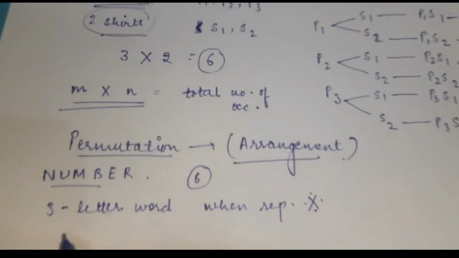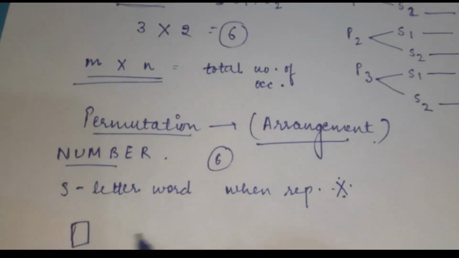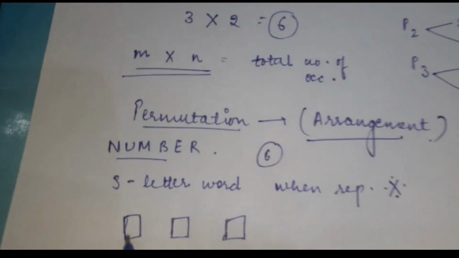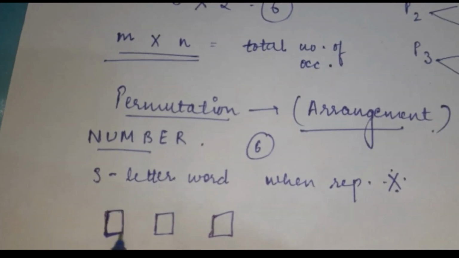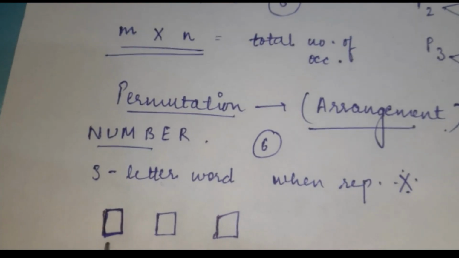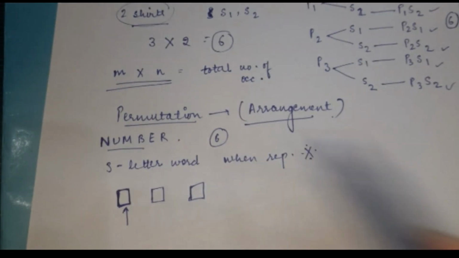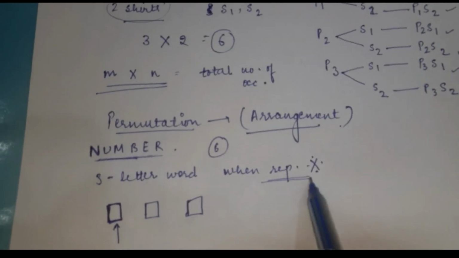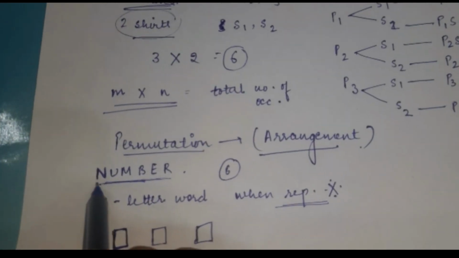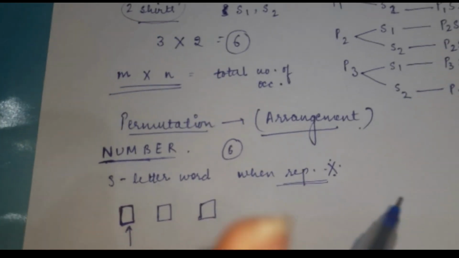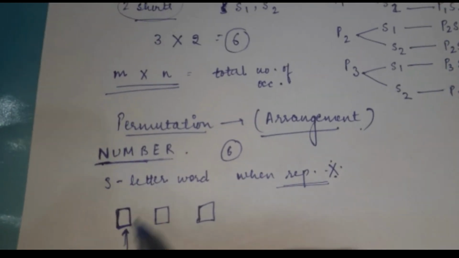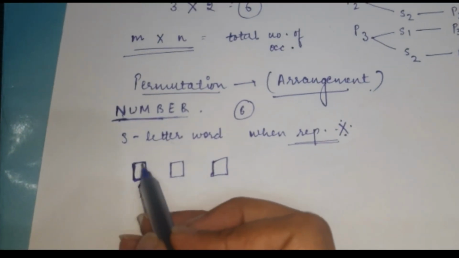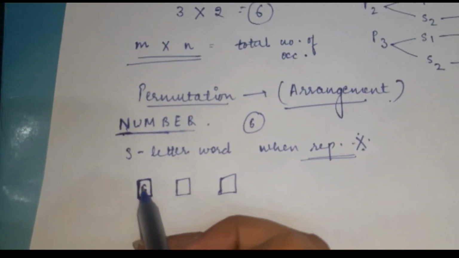So since I have to form a 3-letter word, I will create 3 places. So to fill this first place, I have to find the number of ways in which this place can be filled. So I have 6 alphabets available and repetition is not allowed. Means I can use one alphabet only once at a time. So to fill this place, I have all the 6 possibilities available. So this place can be filled in 6 different ways.